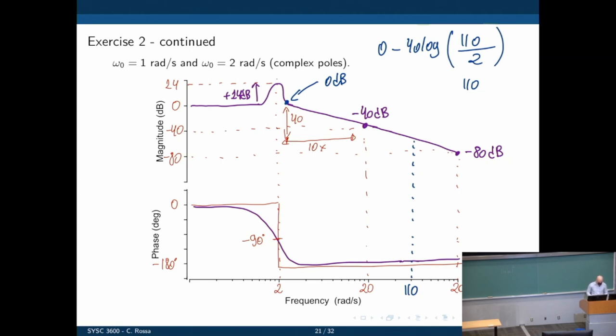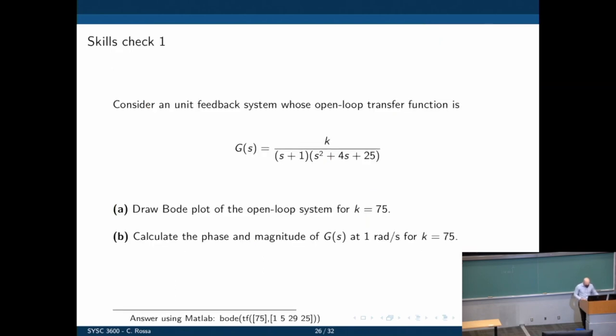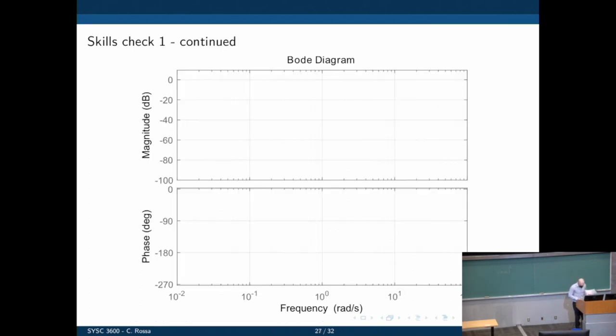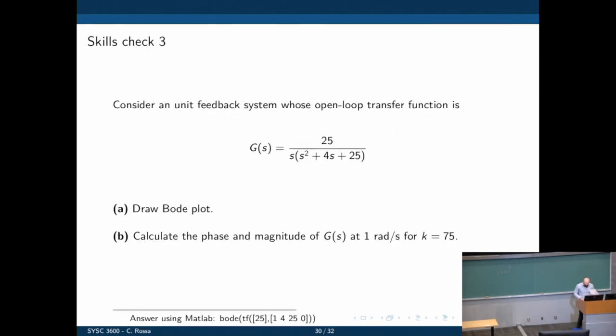Okay, so the message here is relatively simple. Let me find an interesting example. Okay, let's do one of these skill checks. I think let's do skill check one. This one I took from a final exam. And I think skill check three is from a deferred final exam. This is a bit more complicated because you have a zero and a pole at the origin. Which one should we do? Should we do the one with the pole at the origin or the one with the real pole?